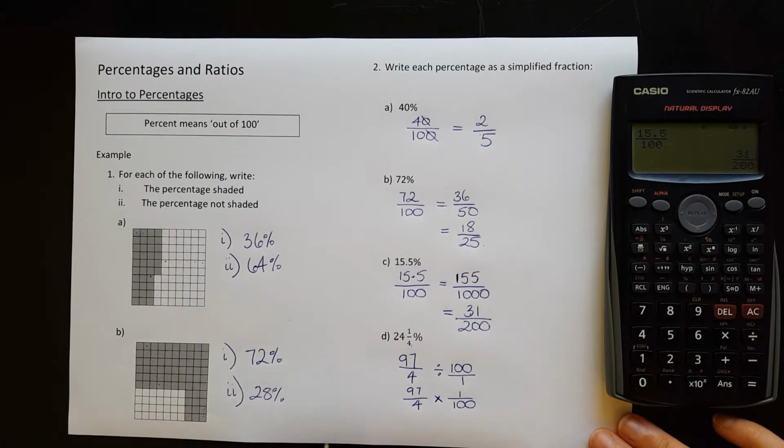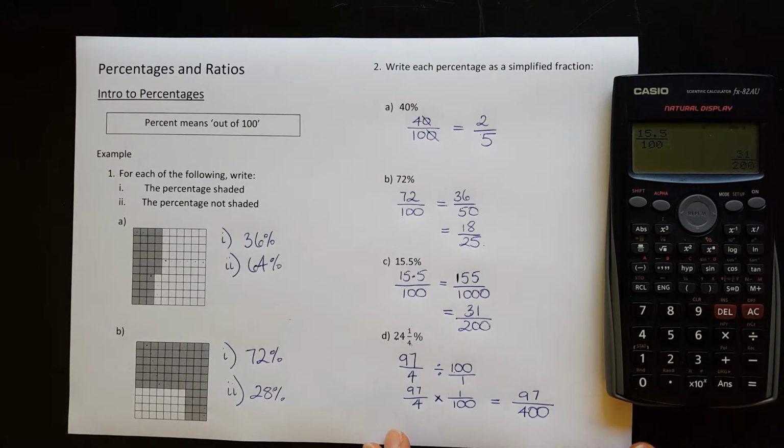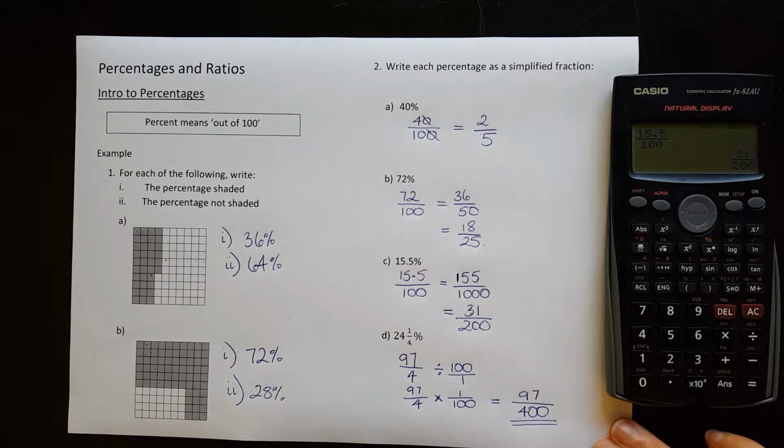So all I have to do is multiply the tops together. 97 times 1 is 97, and 4 times 100 is 400, and that can't be simplified any further. So that is the answer. 24.25% is 97 over 400.